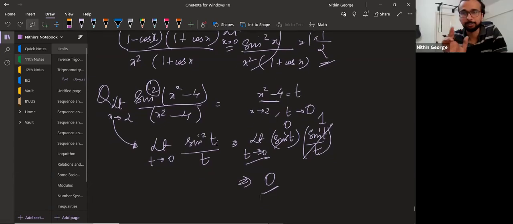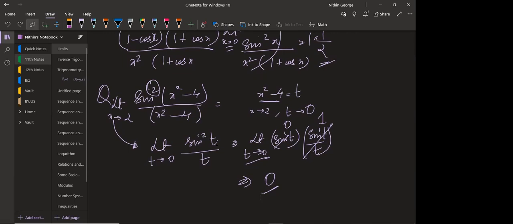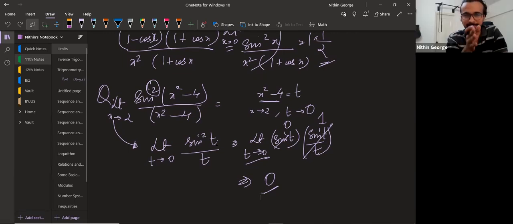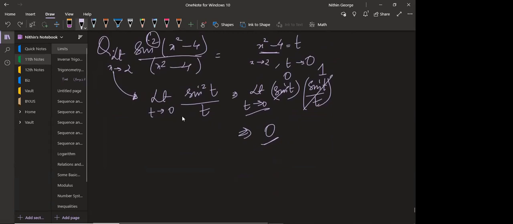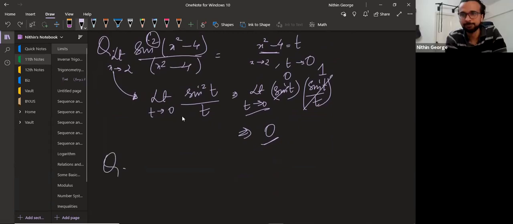Guys, any doubts here? Any clarifications required? No, sir. Right. I was thinking of it as sine of x square minus 4 divided by x square minus 4. It was actually sine square. Yeah, my bad. Got this, no? Yes, sir.